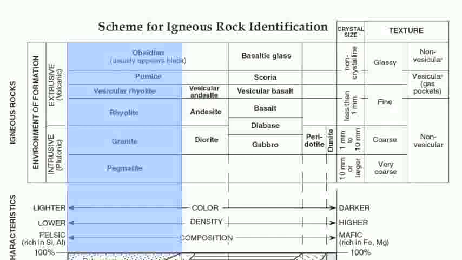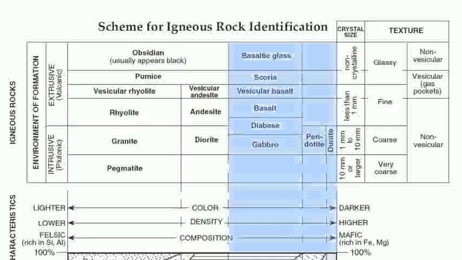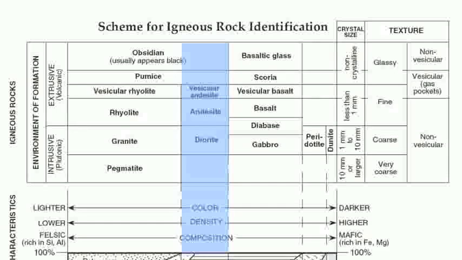So your rocks on the left, obsidian down to pegmatite, are your felsic rocks. The rocks on the right, from basaltic glass down to gabbro, those are all going to be your mafic rocks. So definitely need to know the difference between the two. The rocks in the middle have a combination of both characteristics.